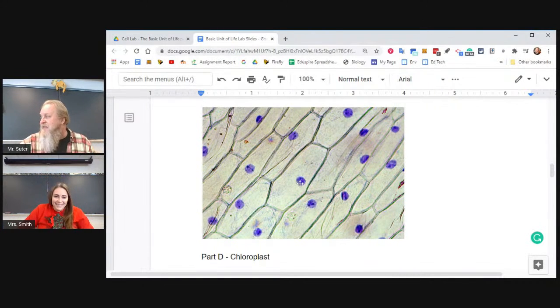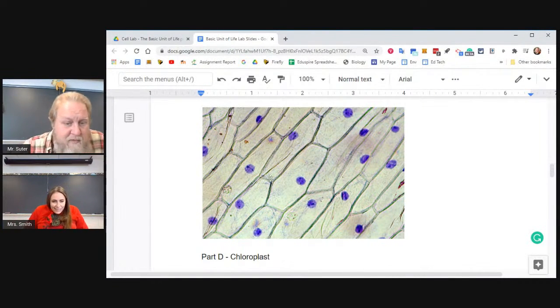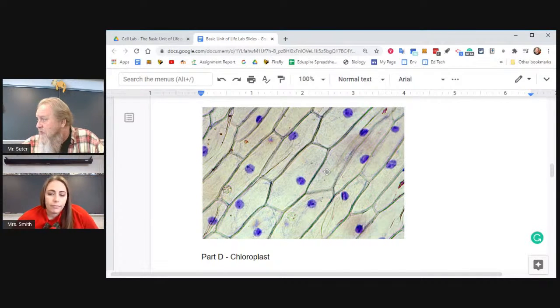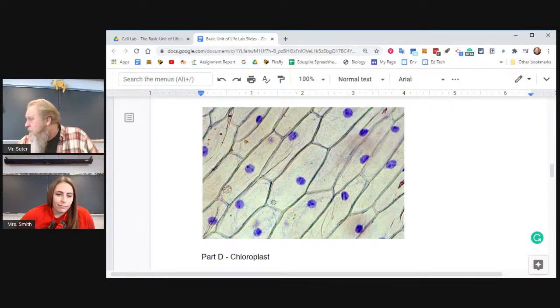And then we see these kind of darker purple. They look purple on this screen anyway. Those would be our nucleuses or our nuclei. And on my screen, I don't know how this will go over YouTube, I can see a little dark dot in the middle of the nucleus. That would be your nucleolus.